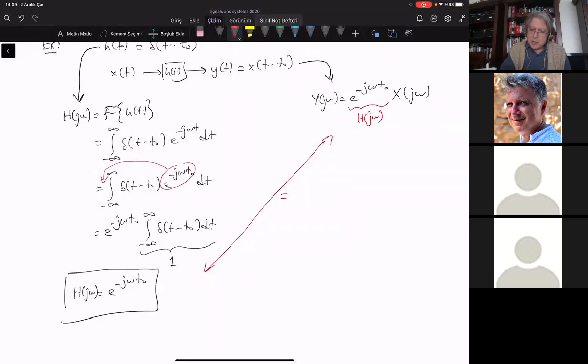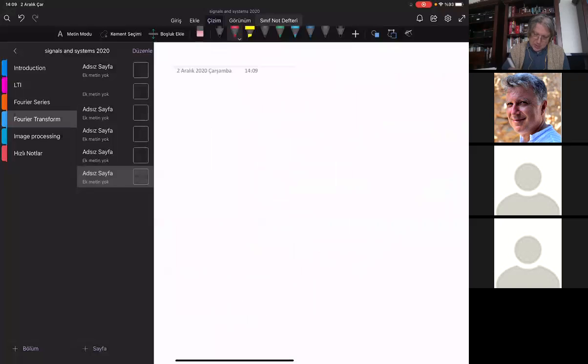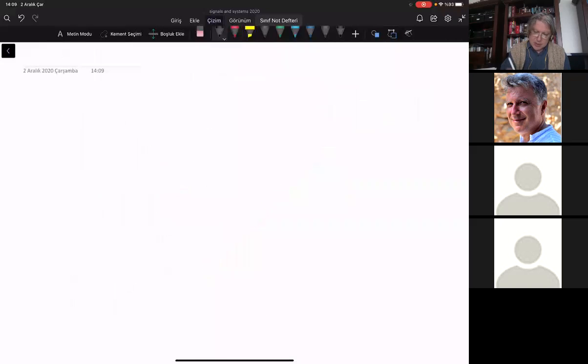Now, I will open a new page because I will talk about the dual property of the convolution property. What was the convolution property saying? It was saying that if you convolve two time signals, you multiply their Fourier transforms in the Fourier domain. What happens the other way around if you multiply in the time domain? So, multiplication in the time domain.